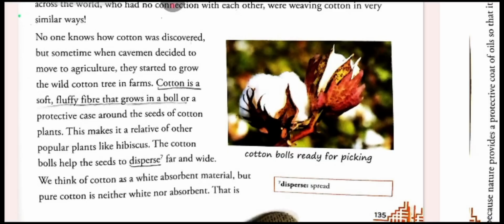The way they grow the flowers in the case of the cotton plant and the hibiscus plant is the same. The cotton balls help the seeds to disperse far and wide. So the cotton plant helps the seeds to spread here and there in the field, and it grows itself.